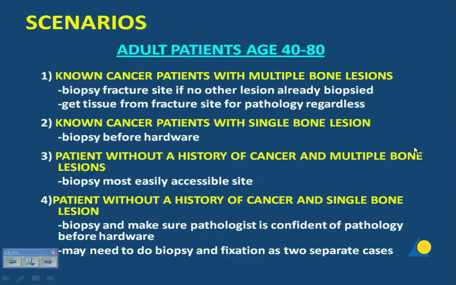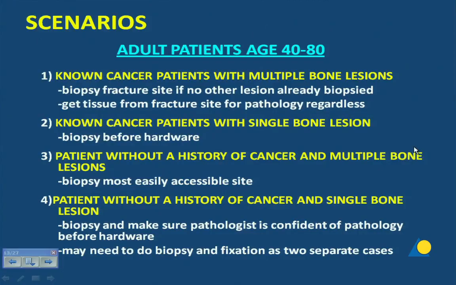You may also get a patient without a history of cancer who presents with multiple bone lesions. There you want to biopsy the most accessible site, even if it isn't your fracture site. Most commonly with a pathologic fracture, the fracture is the most accessible because we will be making surgical incisions. And then finally, you may get a patient without a history of cancer and a single bone lesion. Again, it's extremely important in that patient, particularly, to get a biopsy and have your pathologist be fully confident about their diagnosis before you place hardware.